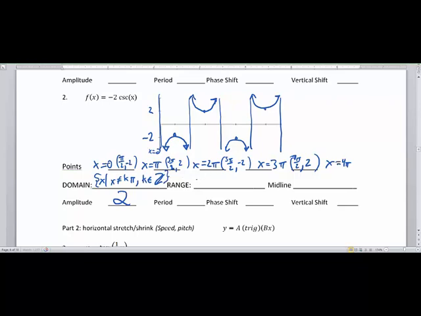The range is going to be a little different. Instead of all real numbers, we have everything but this no man's land between the two smiles and frowns. So what we're going to have is the set between negative infinity and negative 2, close bracket, union, 2 bracket, positive infinity. Now we didn't have any vertical shifts, so the midline is going to be y equals 0. We didn't have any phase shift, and the period stayed the same at 2 pi. We're not going to see any period differences until the next problem. And the next problem is going to have some effects to the period.